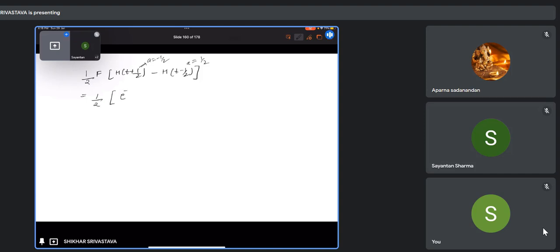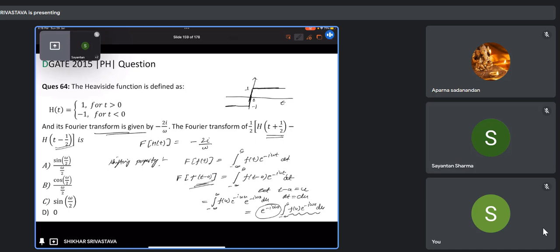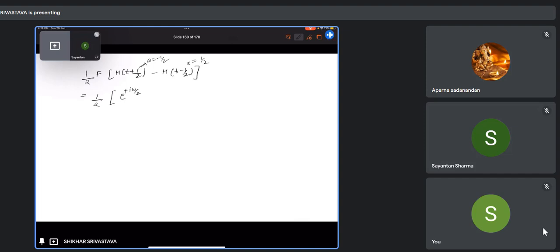e to the power I omega by 2, and since your a is minus, so it will be plus, times this, which is nothing but already given in the question, minus 2I by omega. And similarly here you can write e to the power minus I omega by 2 times minus 2I by omega. I can just take minus 2I by omega common, and then you will just get simply e to the power I omega by 2 minus e to the power minus I omega by 2.